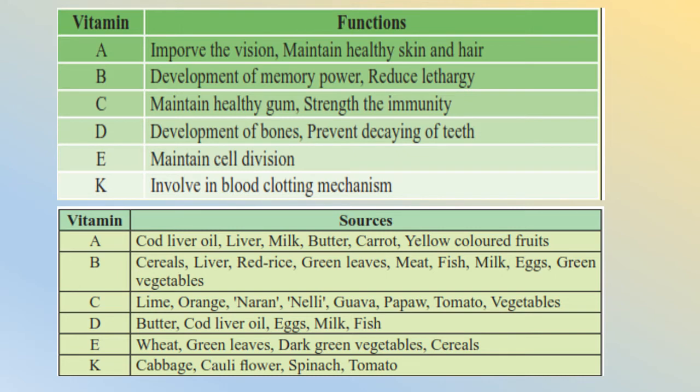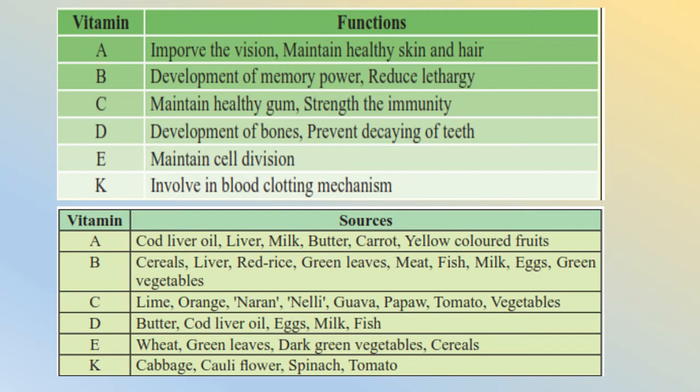And the next vitamin is vitamin C. Vitamin C is important to maintain your healthy gums, and it will help to strengthen your immunity. It will help to fight against diseases, and it will help to keep you healthy. The food sources that are rich in vitamin C are most of the citrus fruits, such as lime, orange, narang, nelly, guava, pepper, tomato, and vegetables.